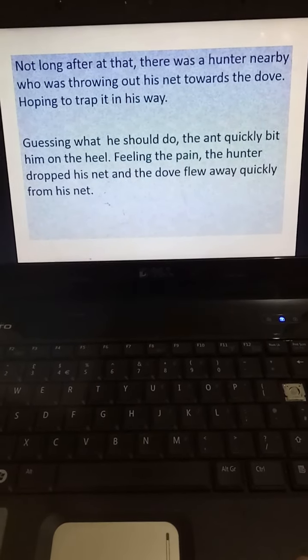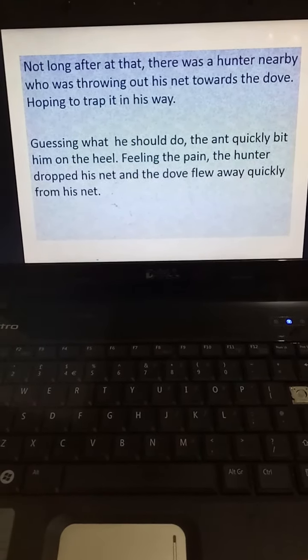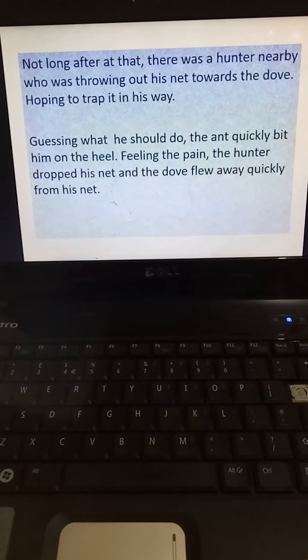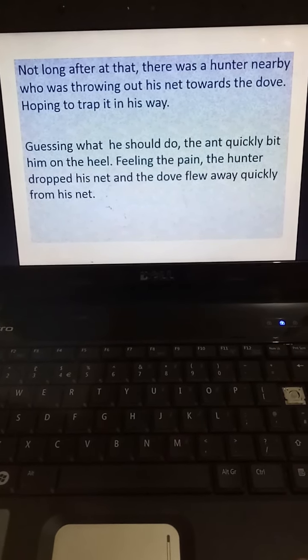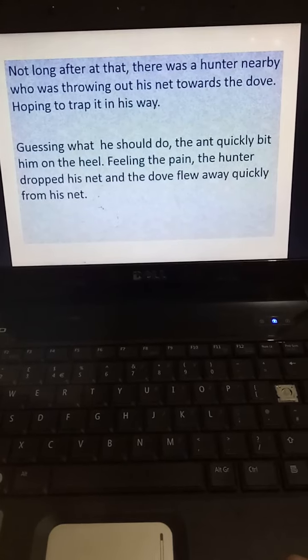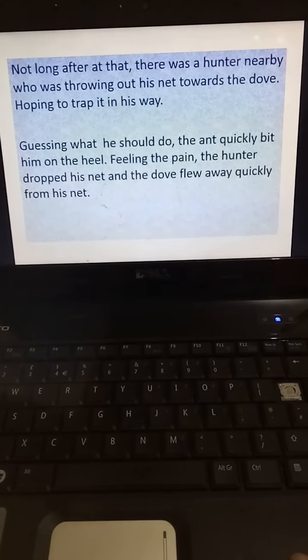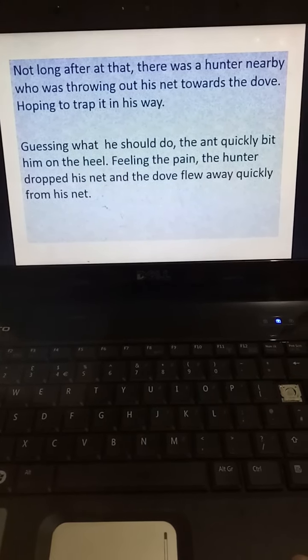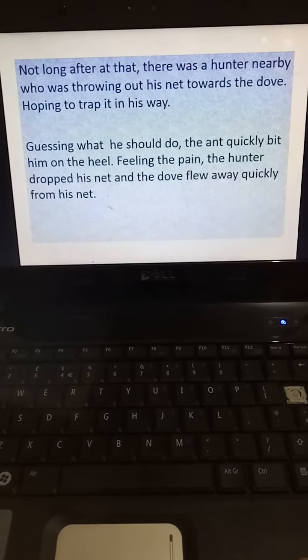In the third paragraph, you can see the second conflict. It means that in one text, you can find two conflicts. Not long after that, there was a hunter nearby who was throwing out his net towards the dove, hoping to trap it in his way.